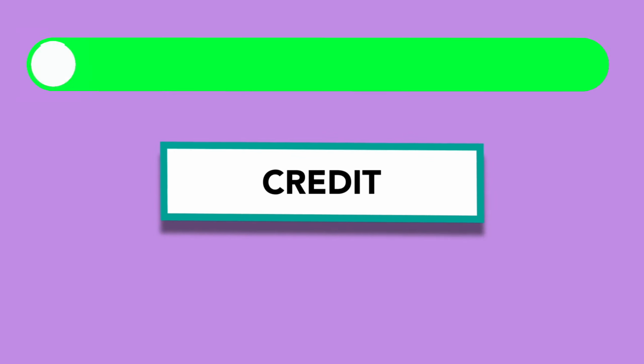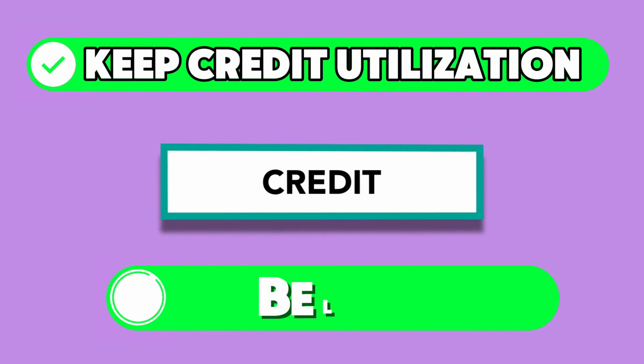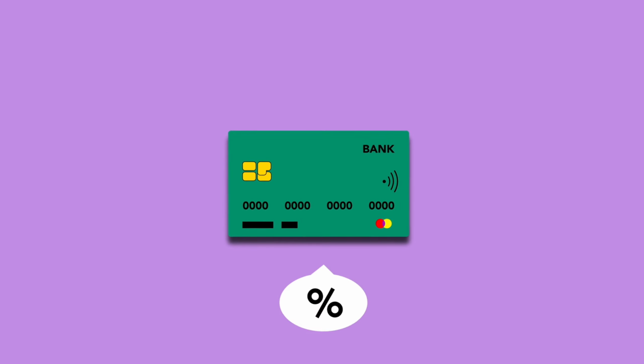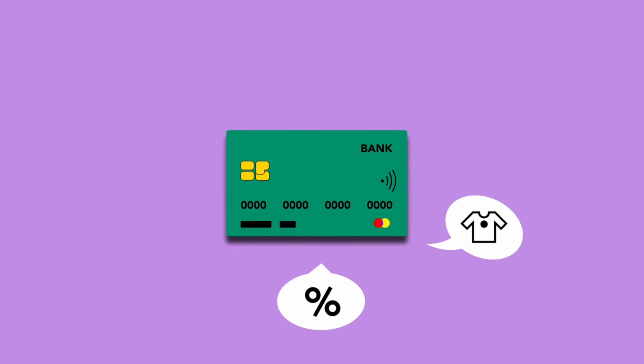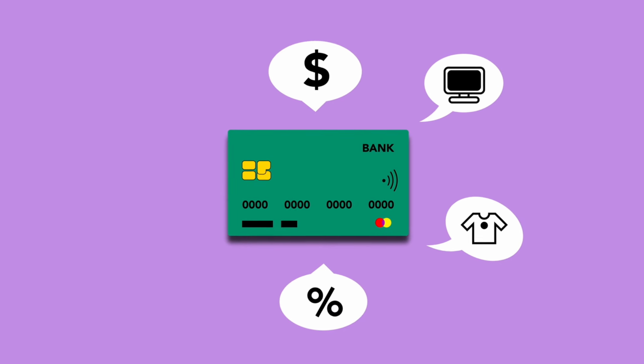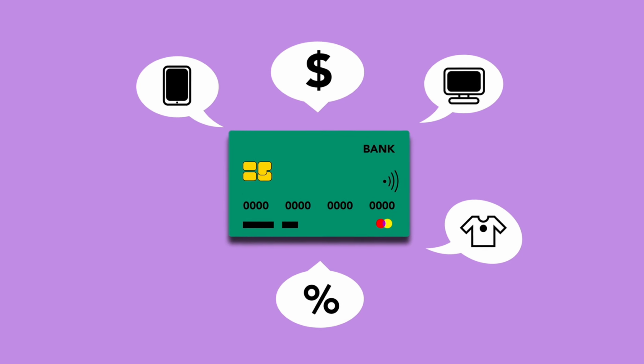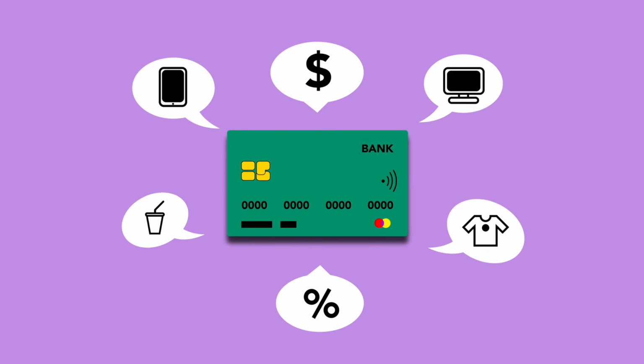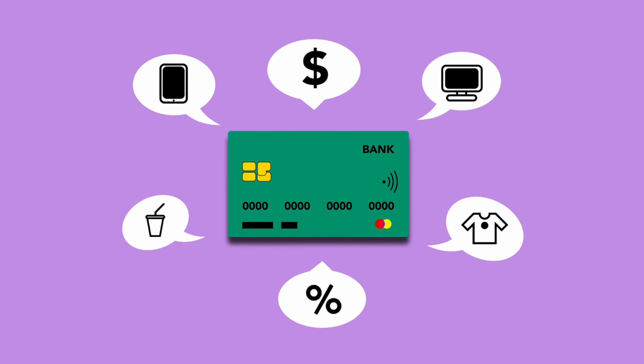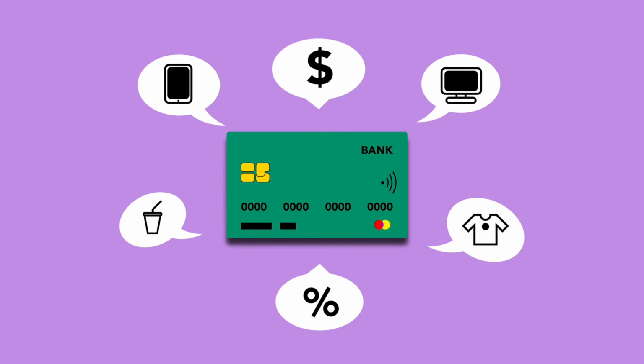A practical guideline used by many financial advisors is to keep credit utilization below 30% of the card's limit. For example, a card with a $5,000 limit ideally carries no more than $1,500 before payment is made. Staying below this threshold helps maintain healthier credit profiles.